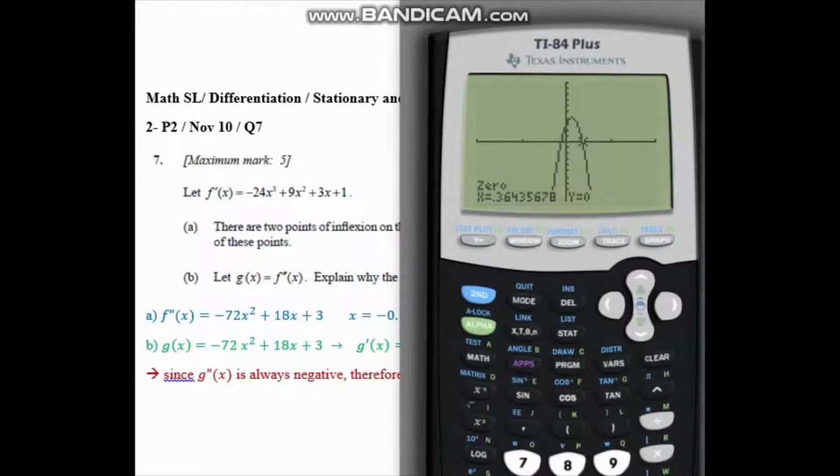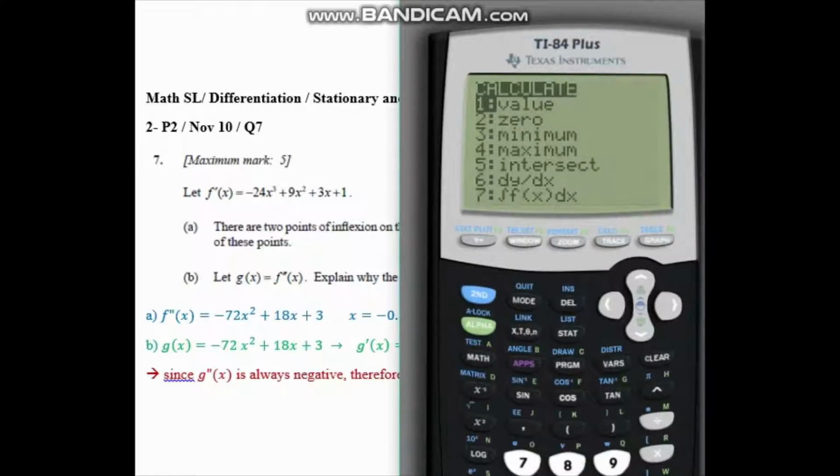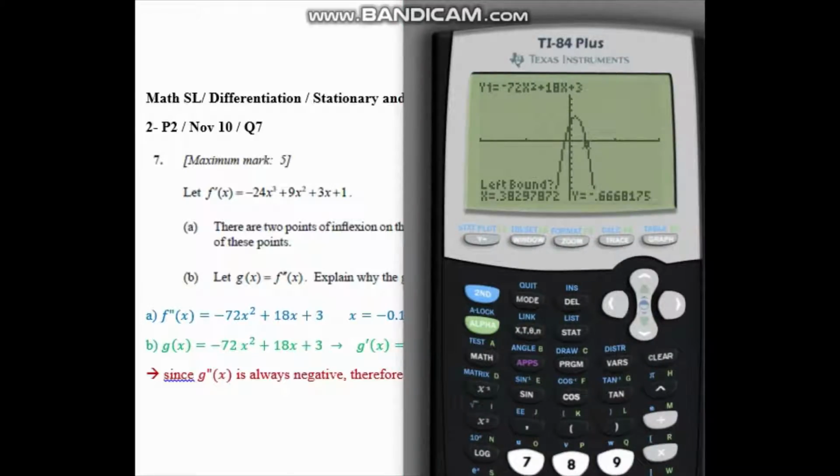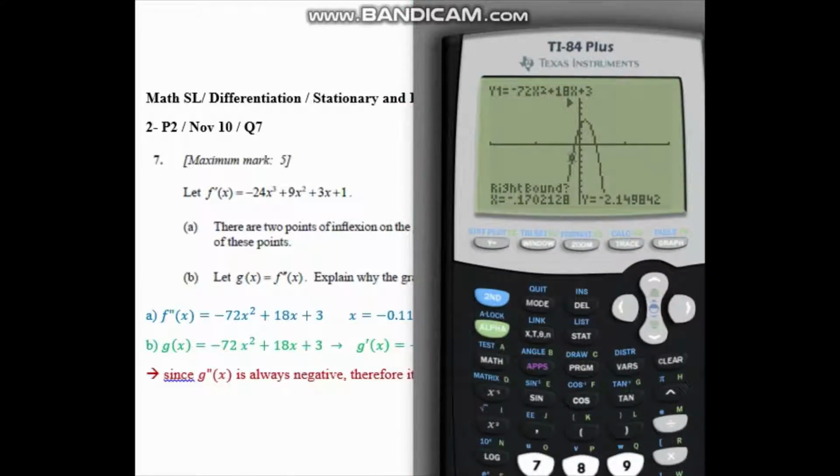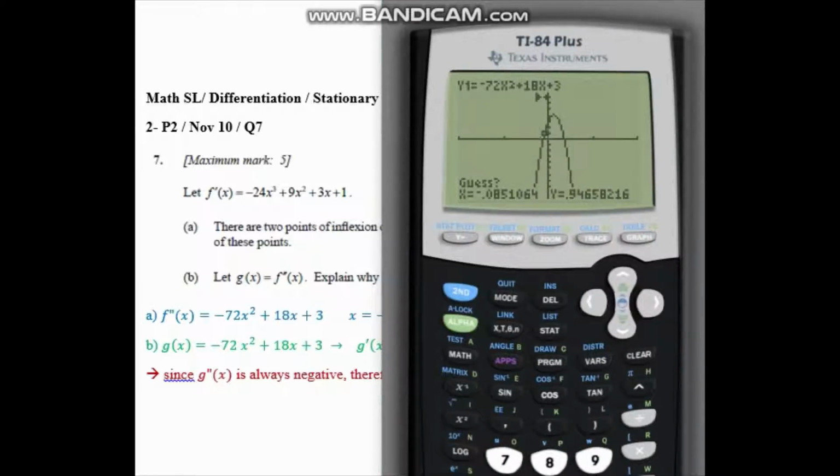I then repeat the process for the second x-intercept. Again, second, trace, and then get the 0 calculation. Identify the left bound, so somewhere to the left of my x-intercept. Now identify the right bound. Finally, guess where the x-intercept is.